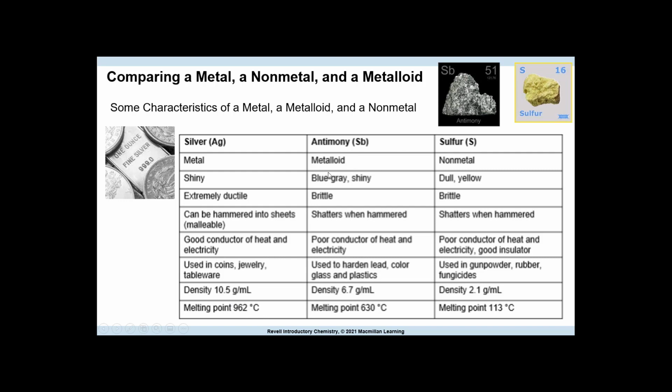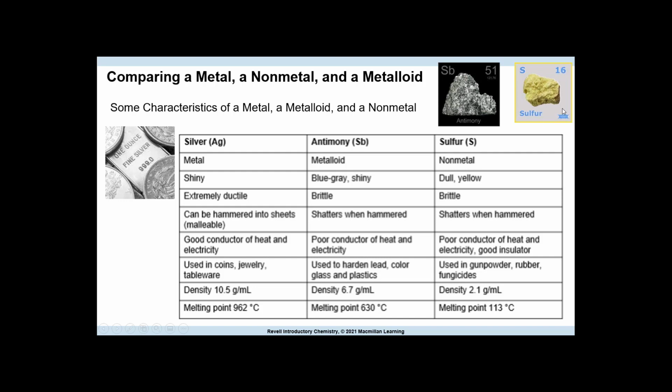Antimony is blue-gray, shiny, brittle. That matches the nonmetals. It shatters when hammered, so it's not malleable. Poor conductor of heat and electricity. Used to harden lead, color glass, and plastics. Its density is not as much as this, but far more than this one. Its melting point is 630 degrees Celsius.